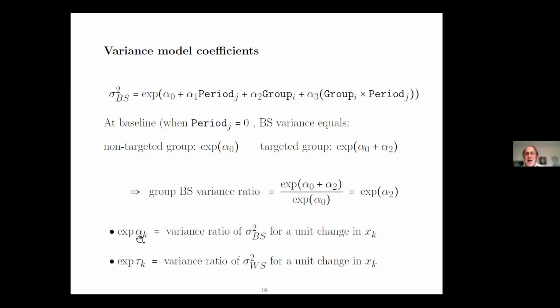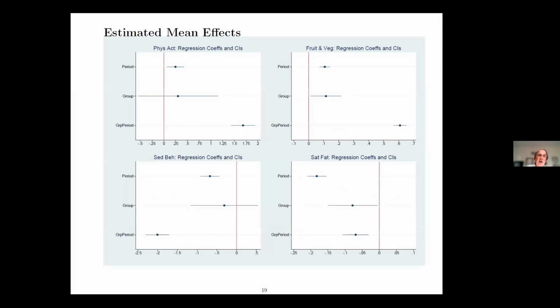So if we exponentiate the coefficients in our variance modeling, we get rate ratio interpretations that tell us the ratio of the variance per unit change in the covariate. In what I'm going to show, I'm going to express the variance estimates in the exponential format to give us this variance ratio interpretation. And here are some plots that I used. Stata has coefplot, a nice macro program that shows the results here for the mean effects.